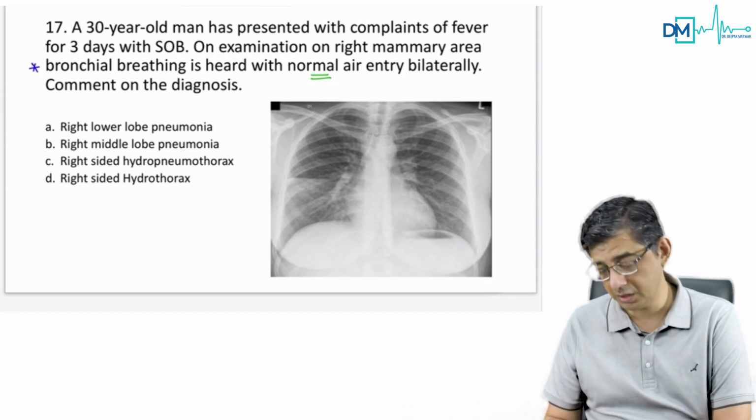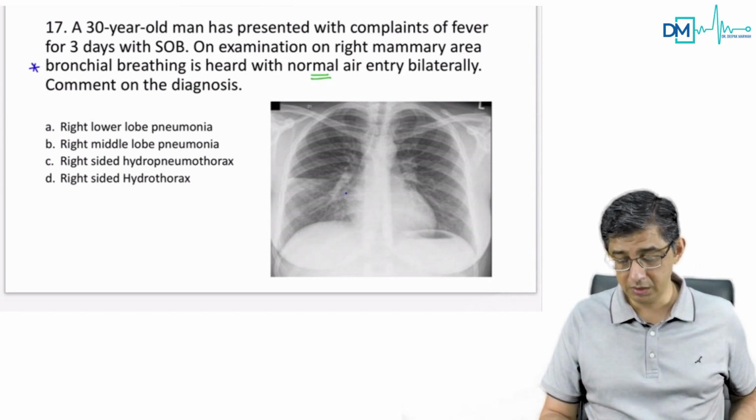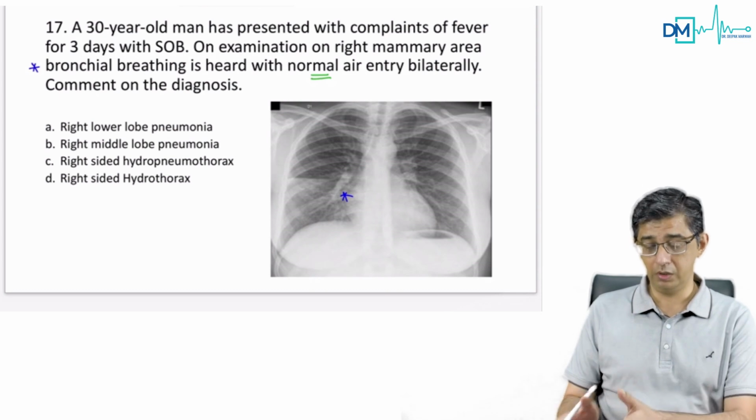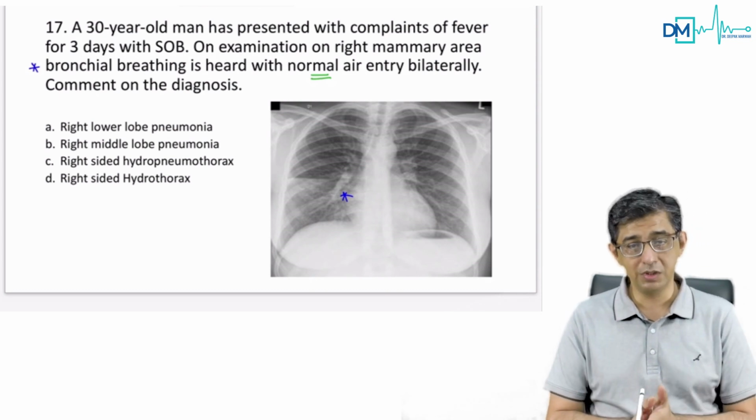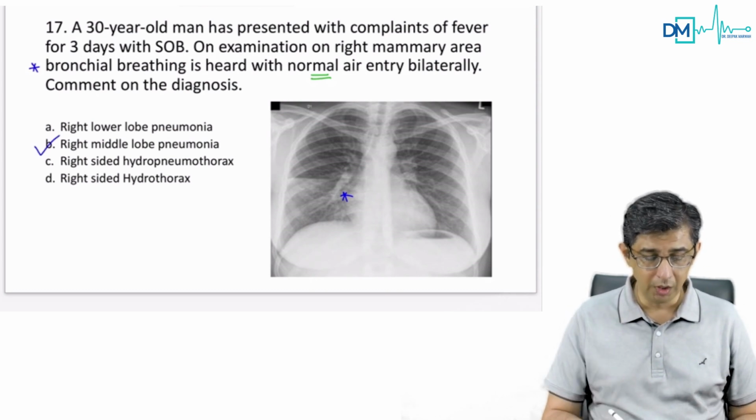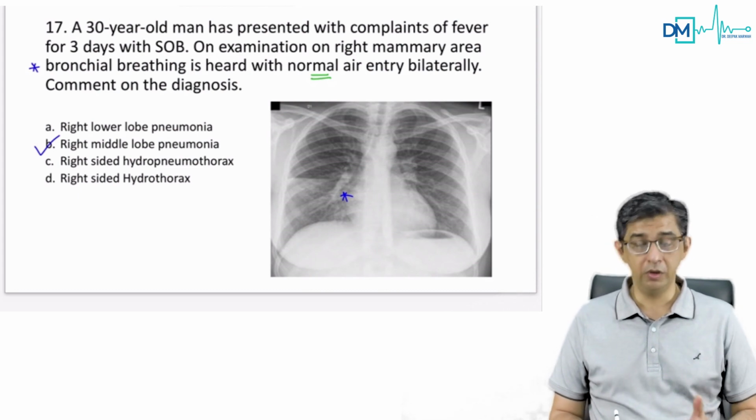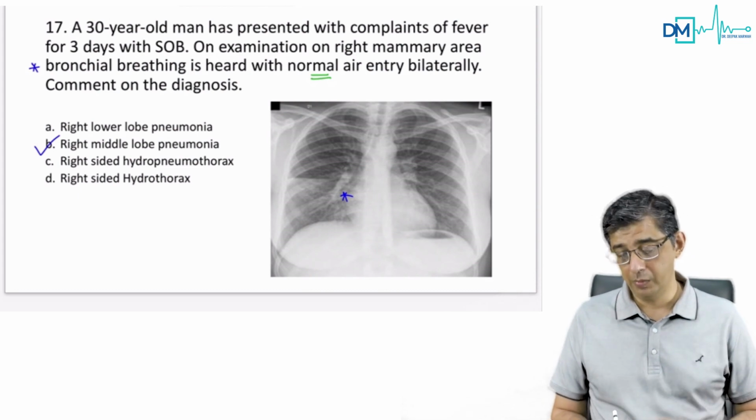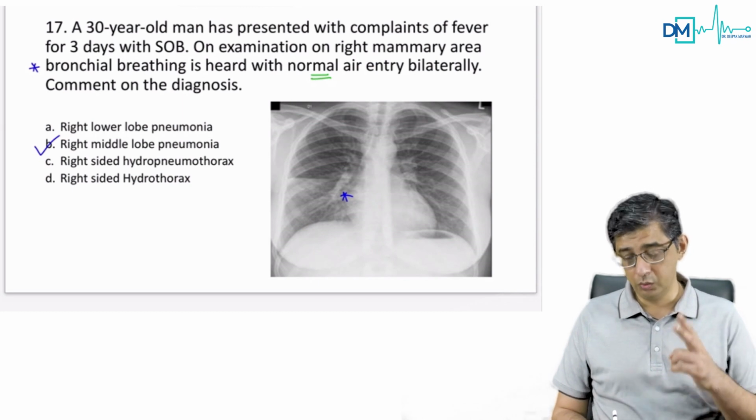Well, this question has been asked earlier also. You can see a very classical silhouette sign, no? The cardiac border, the heart is also wide, the lung is also wide. So this is definitely a right middle lobe pneumonia. We'll do a more detailed discussion of ruling out other options in the main section of the app, but please go through this MCQ.